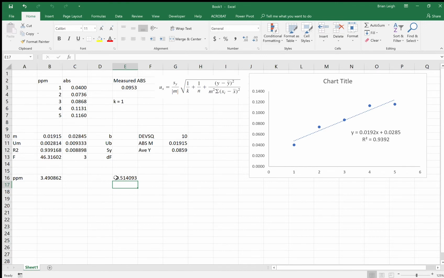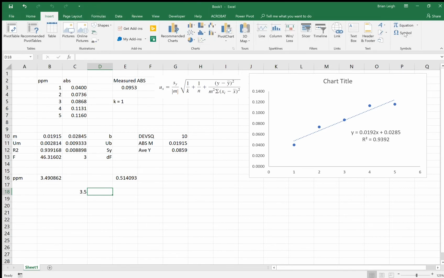There it is. So here's our error, 0.5. So our reported answer would be 3.5 plus or minus 0.5.